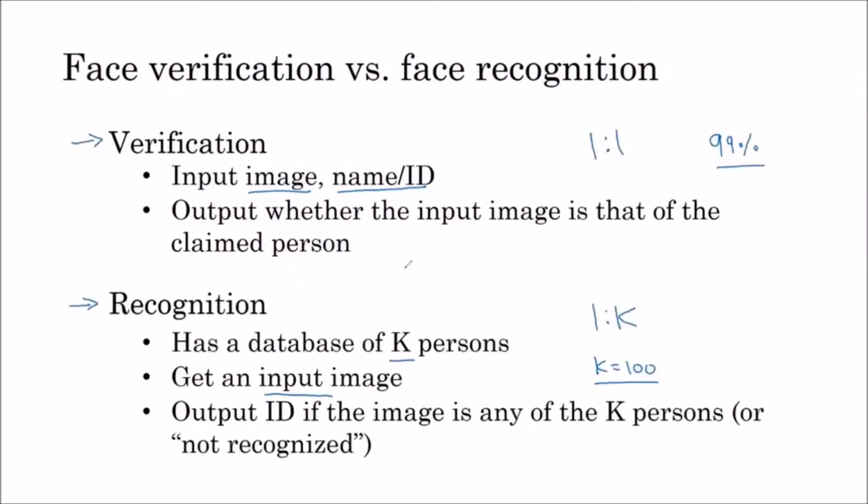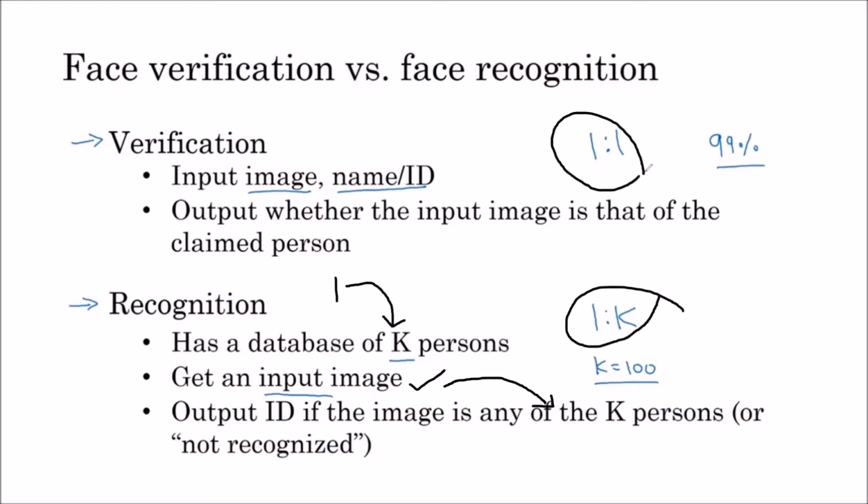Whereas in face recognition, we give an input image and we check with a database of k persons, maybe that k is 100 or 500 or 1000 or 10,000. In that database, we are checking whether this particular person belongs to this company or not. In that company, k persons are working. So we are giving an input image and we are checking that identity with the k persons. So this is a 1-to-k problem, whereas face verification is a 1-to-1 problem.